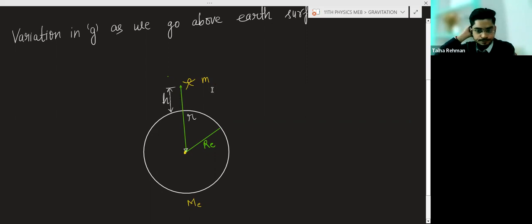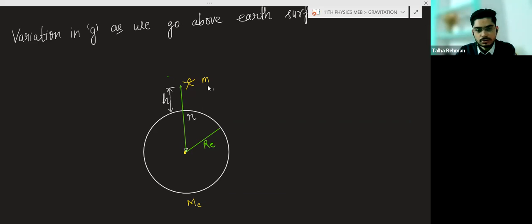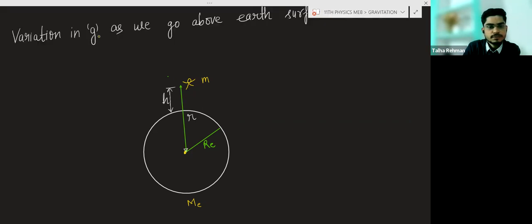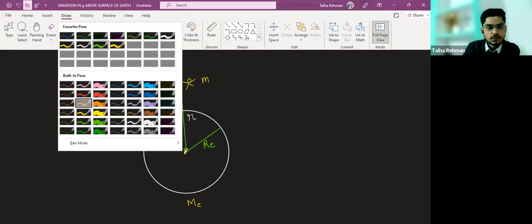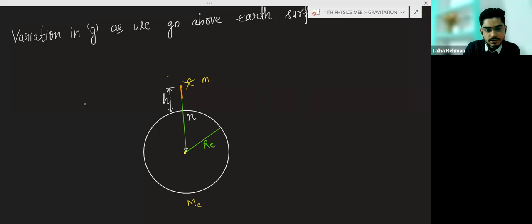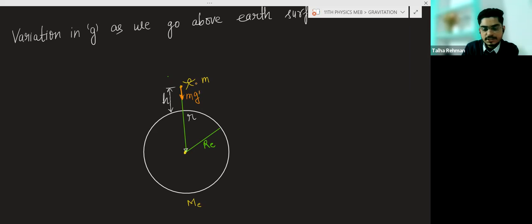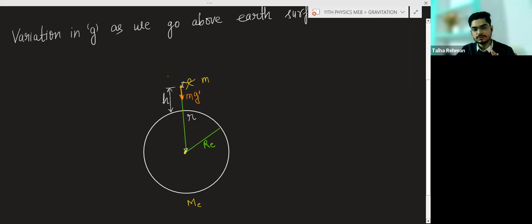Okay, so on this person, a force mg is acting toward the center of the earth, mass of the person, and the value of g here. Suppose g dash is the acceleration due to gravity at this position. Now this is the weight, meaning with this force the earth is attracting.